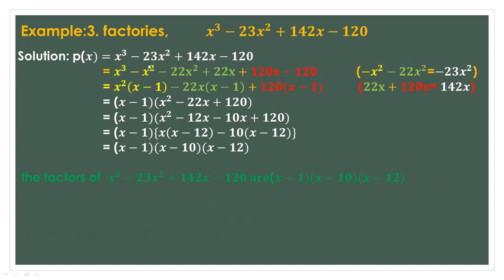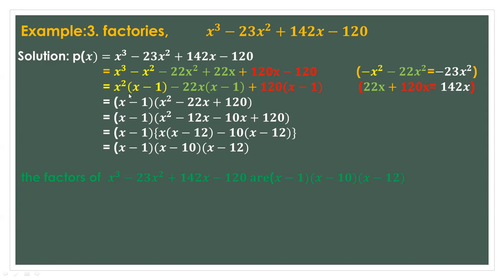Okay, so here the middle two terms we are going to split. Minus 23x square is split into minus x square minus 22x square. It should become minus 23x square. And 142x should become 22x plus 120x, which is equal to 142x. That is how we split the middle terms. So x cube minus x square minus 22x square plus 22x plus 120x minus 120.